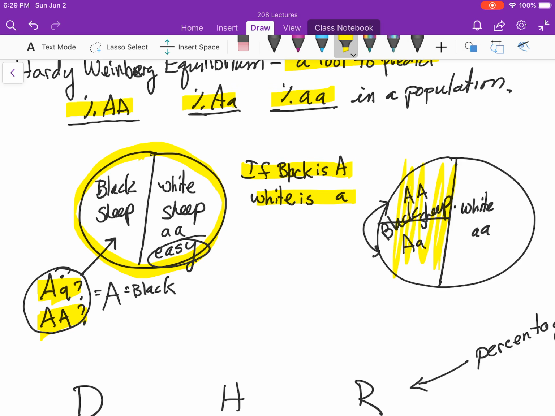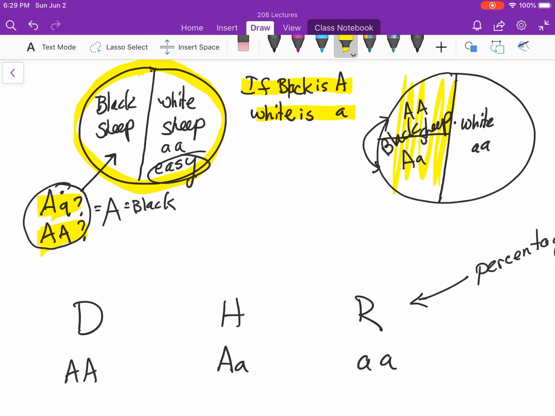So we're going to call those proportions, as we move to the next phase here, D, H, and R. And that stands for dominant, heterozygote, and recessive.